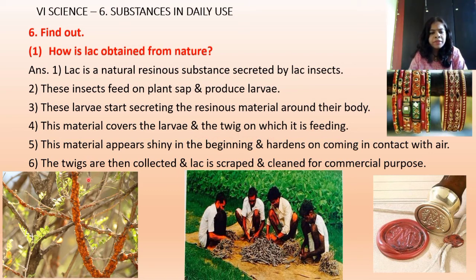On this branch, we see a lot of secretions made by these insects. This material appears shiny in the beginning and hardens on coming in contact with air. The twigs are then collected and lac is scraped and cleaned for commercial purpose. So see children, these twigs are later on collected by the people. They are scraping it, cleaning it, and then we are making very beautiful ornaments and seals also by using lac.